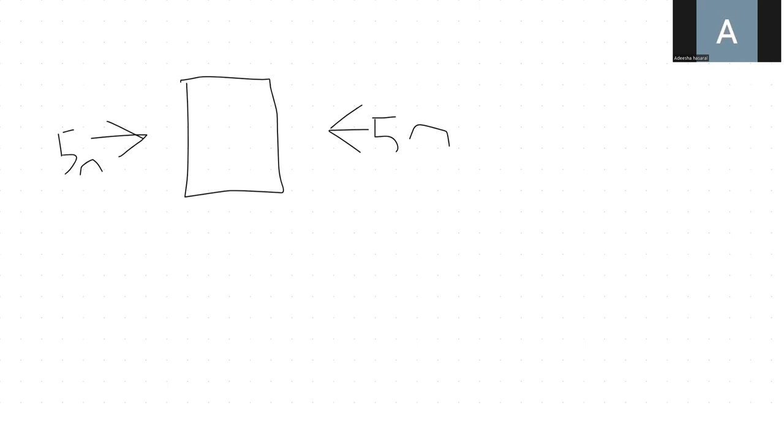This is 5 newtons and 5 newtons. Both are opposite sides. 5, 4, 3, 2, 1. Okay, I'll give you the answer. The answer is 0 newtons. Because we can count this as 5 newtons minus 5 newtons, not plus 5 newtons, minus.